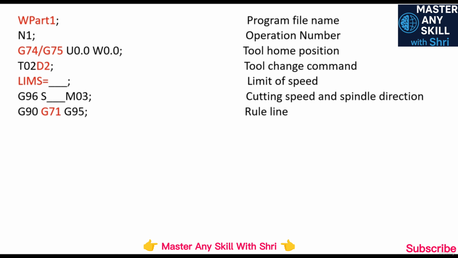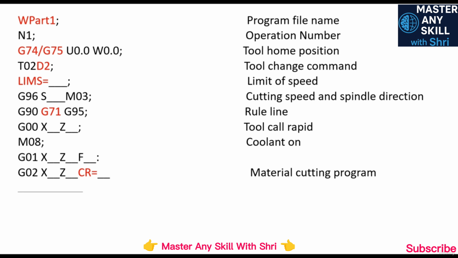After that, we give the rules, and the same rules we have to give for Siemens as well. G90 is used for absolute mode. Here we use G71, which is for size in mm. In Fanuc, we use the G21 code for size in mm, and in Siemens, we use G71. After that, G95, feed in mm per revolution. And after that, we call our tool near our job, that means we rapidly bring our tool near our job. After that, coolant on, and then we write our actual cutting program.